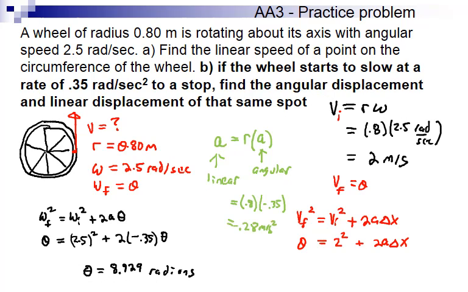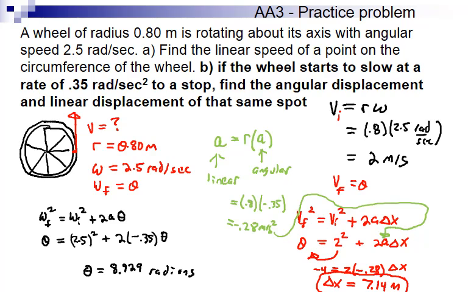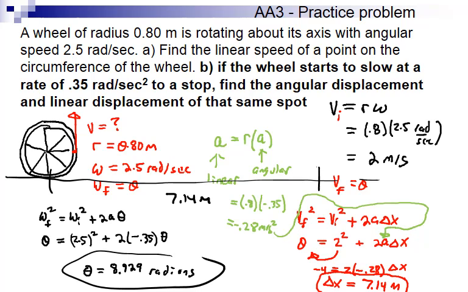So if we do this, we'll get the linear acceleration is negative 0.28 meters per second squared, where there we can find out how far it goes, 7.14 meters. So in other words, over the ground, this wheel would go 7.14 meters, and it would cover this many radians as it circled around there.